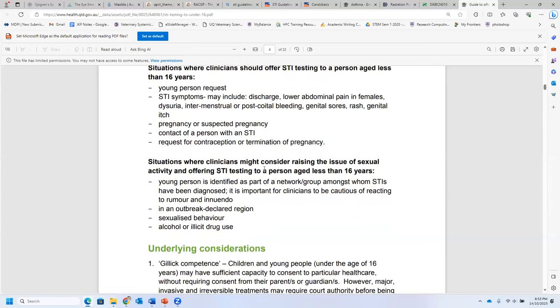Situations where clinicians might consider raising the issue of sexual activity and offering STI testing to a person aged less than 16 is when they are among the people who have STI and have been diagnosed previously. They have an outbreak declared in the region. They have a sexualized behavior. They are addicted to alcohol or involved in illicit drug use. So you can offer them at that point as well.